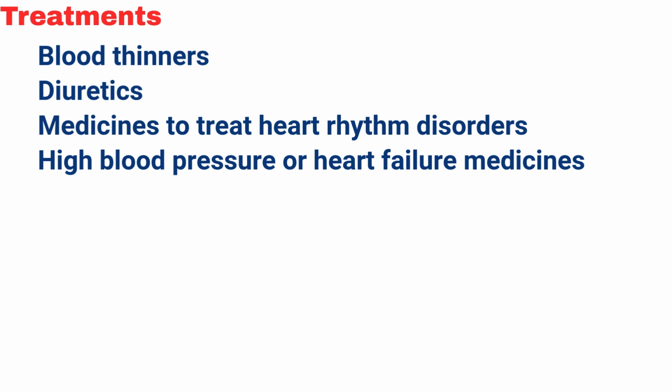Now, we will see the management. How can we treat the patient? Mild cases of aortic valve stenosis are treated with some medications. These may include blood thinners, diuretics, and other medicines to treat heart rhythm disorders, high blood pressure, or heart failure. Medications help with symptoms but can't keep stenosis from getting worse.